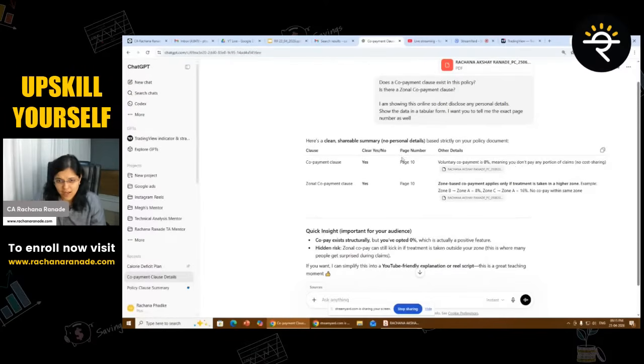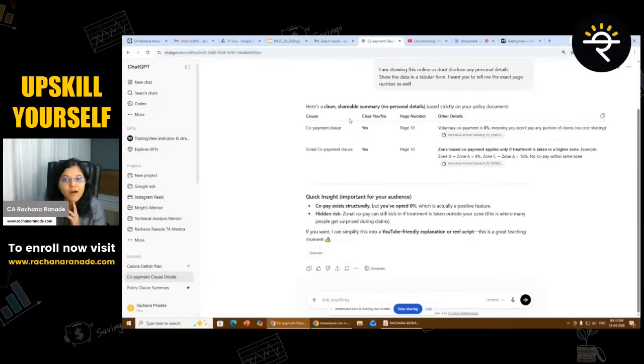Now, as I mentioned, if I were to just quickly check, where is it given? It has also mentioned the page number. Very nice. I'm going to go and quickly check that. Now, it says zonal co-payment clause: yes, page number 10 again. What does it say? Zone-based co-payment applies only if treatment is taken in a higher zone. That's what I said: Pune to Mumbai, from zone B to zone A. If I were to go from zone B to zone C, no co-payment. I hope this is absolutely clear.